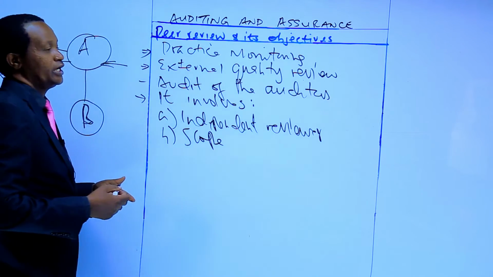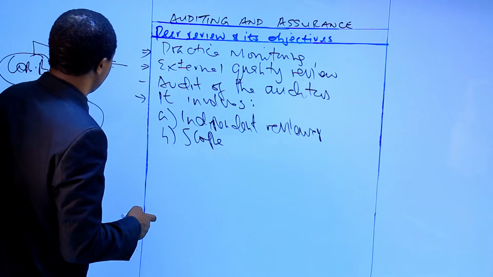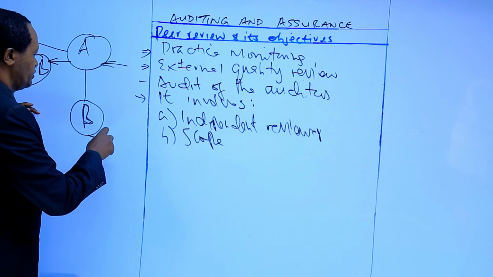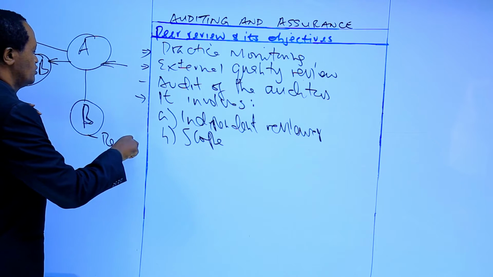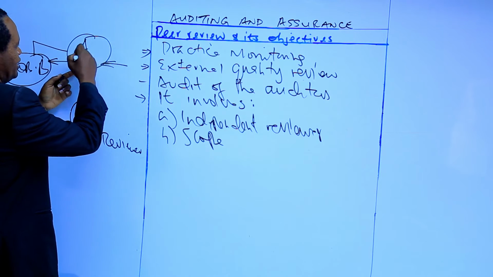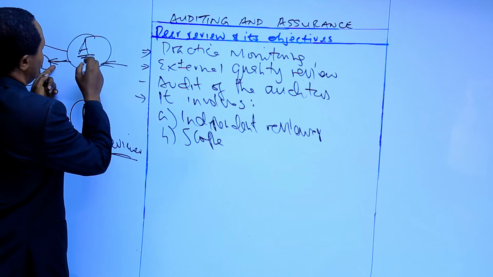So peer review also involves what we call scope. What is the scope of a peer review? Now, the peer review typically covers a firm's system of quality controls, understand? And also compilations and a sample of the engagements. So B is the peer reviewer. When reviewing the work of auditor A, this reviewer will take a sample of audits that are conducted by company A.